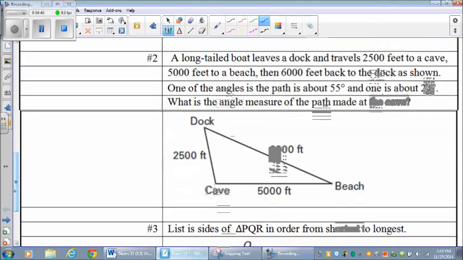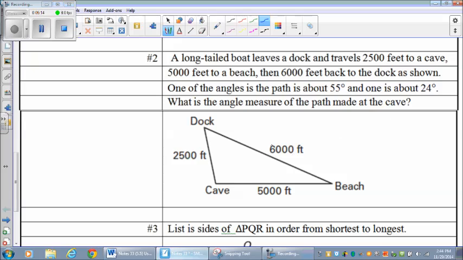On number 2, it says a long-tailed boat leaves a dock and travels 2,500 feet to a cave. Goes in this direction. 500 feet to the beach, and then 6,000 feet back to the dock is shown. One of the angles in the path is a 55 and one is a 24. What is the angle measure of the path made by the cave?